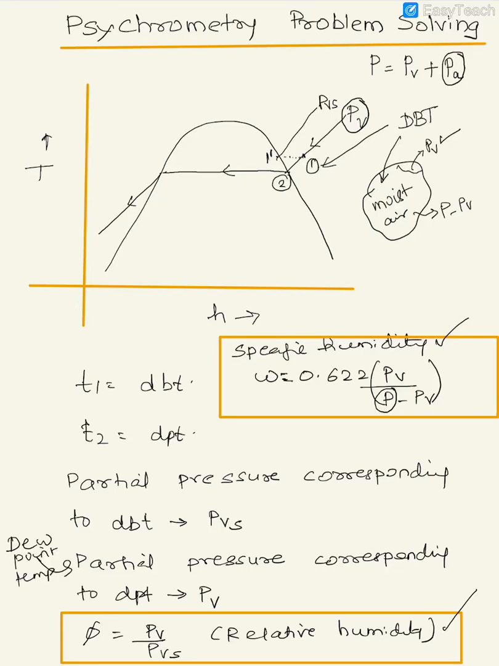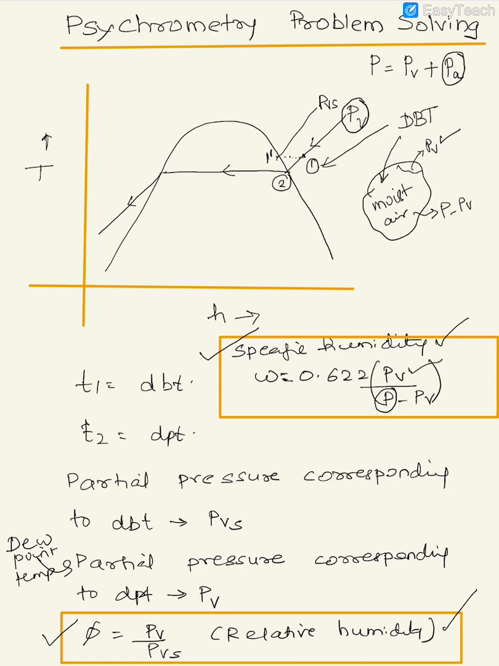Friends, let me now explain you how to solve simple problems in psychrometry. For that, you need to know two expressions at least. One is the expression of specific humidity and the other is the expression of relative humidity. Specific humidity expression is in terms of partial pressure of water vapor PV and the total pressure P.